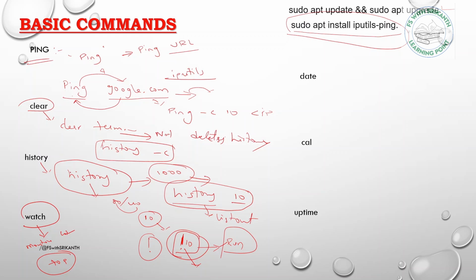So that kind of information can be done by this watch command continuously. Every 2 seconds it will be refreshed. I'll show that. And the next one, the date command. With the help of this date command, you will get the date, calendar.